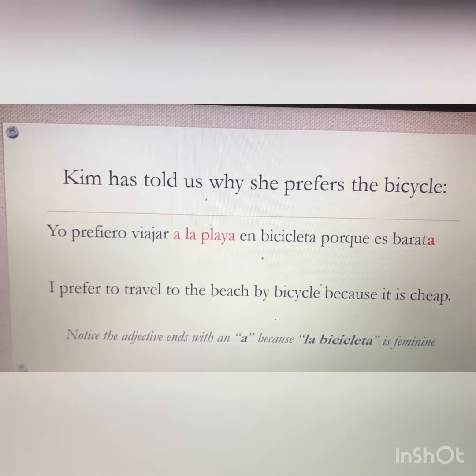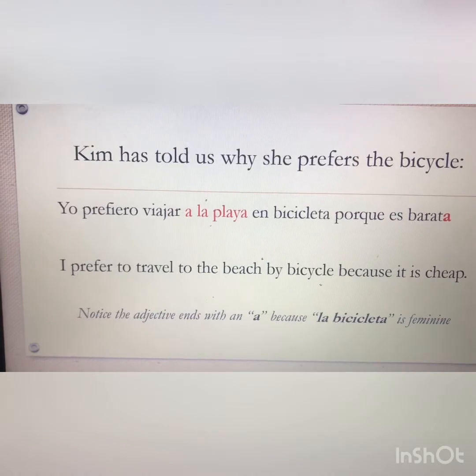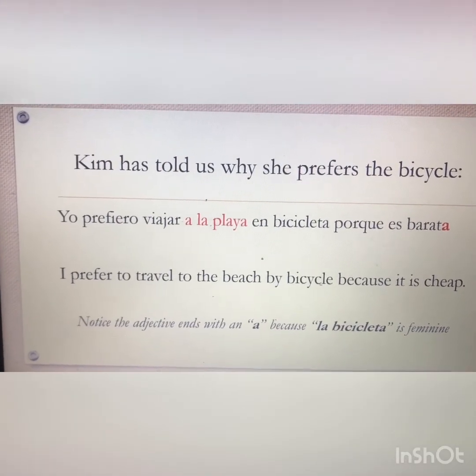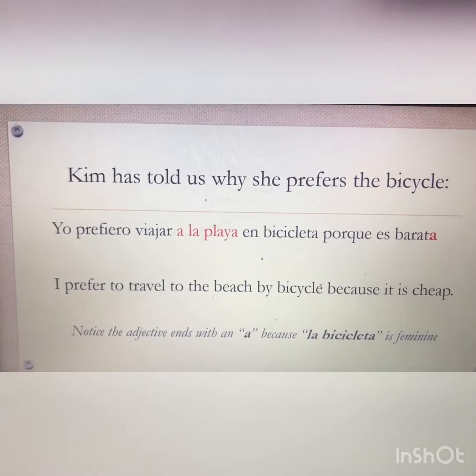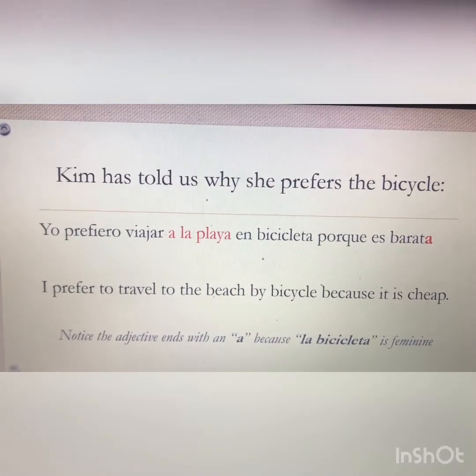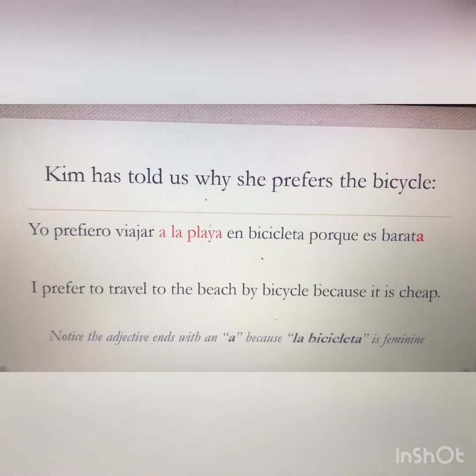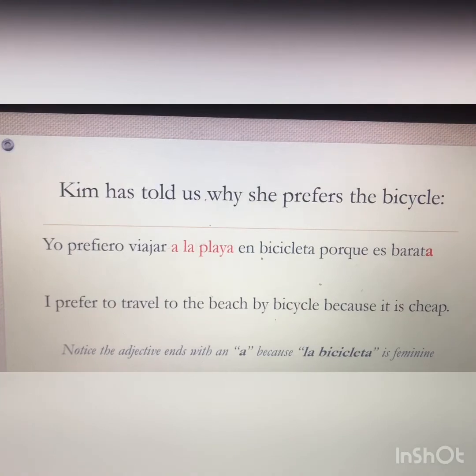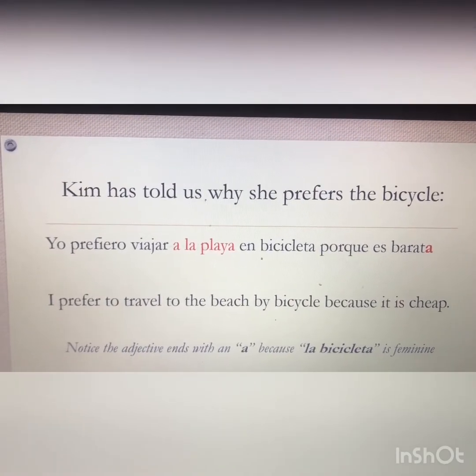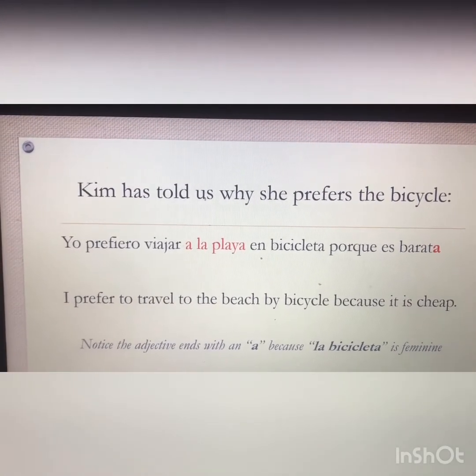Now Kim also tells us why she prefers the bicycle. She says, Yo prefiero viajar a la playa en bicicleta porque es barata. So I prefer to travel to the beach by bicycle because it is cheap. Now if you notice, we have barata because la bicicleta is feminine. So barata, bicicleta.